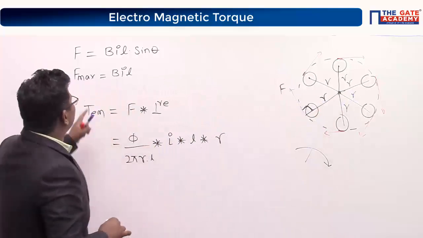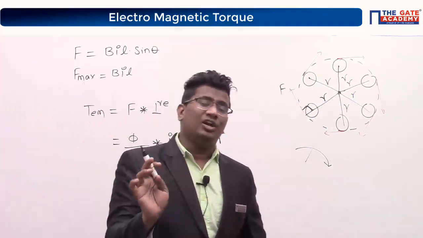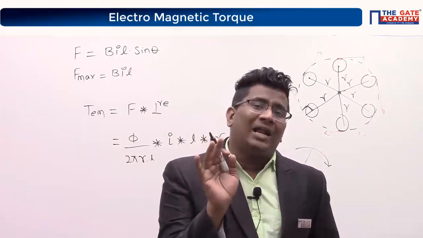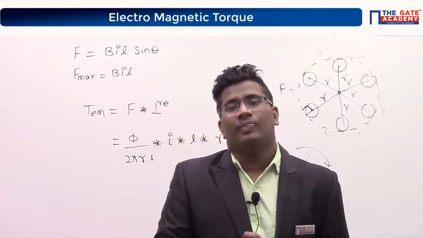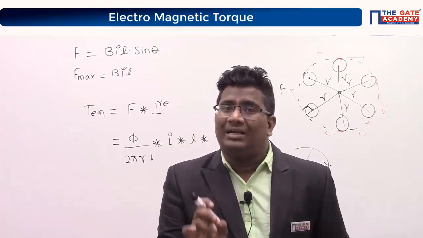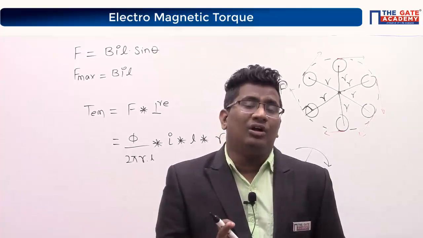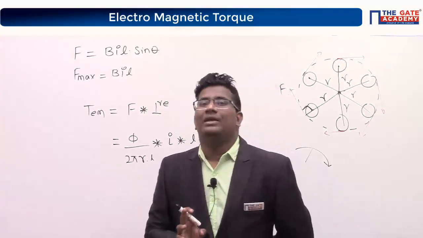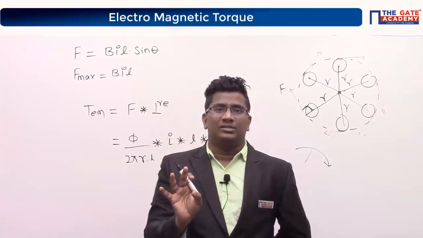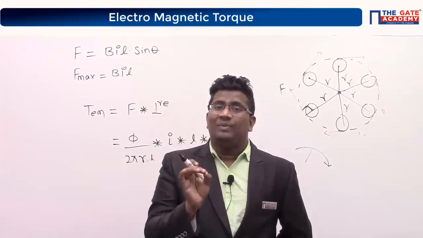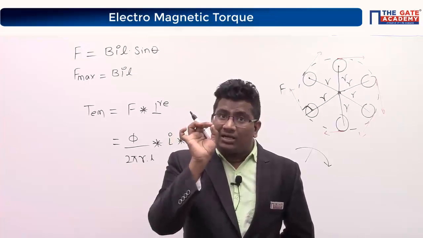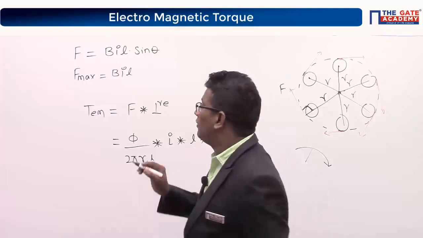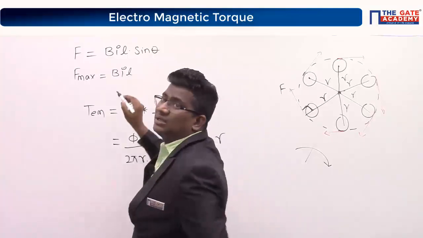Now you tell me, is this force acting per conductor or on the whole conductors? Our Lorentz force equation, is it force per conductor or whole conductors? I am talking about only force. Because we have given a statement, current carrying conductor placed in a magnetic field. Therefore, force per conductor.